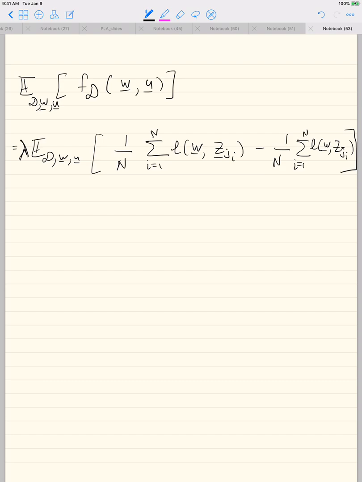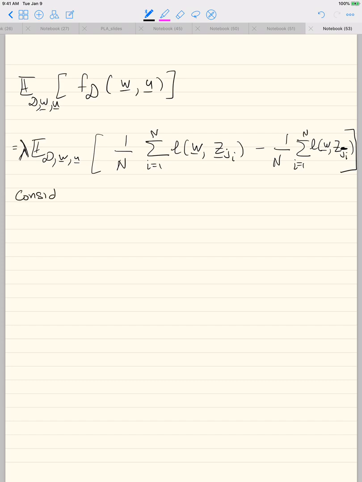I'm just rewriting the definition of f from before. The only difference is, remember, there is a bar here, there is no bar in here. This is the definition. So let's look at the two expectations one at a time.